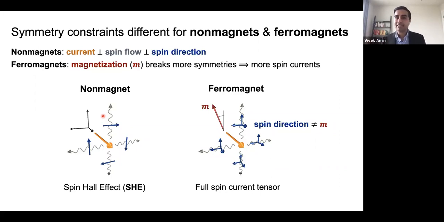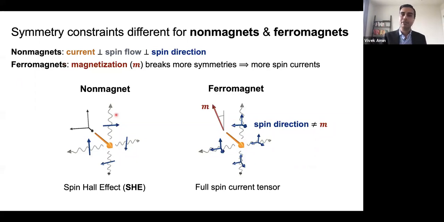The first thing to understand when reassessing that is that the symmetry constraints are quite different for non-magnets and ferromagnets. With non-magnets, as we had mentioned before, the electrical current, the spin flow, and the spin direction are all mutually orthogonal. However, in ferromagnets, the magnetization breaks additional symmetries, especially when it's in an arbitrary direction or not along a high symmetry direction. And that's going to lead to more allowed effects, in this case, more spin currents.